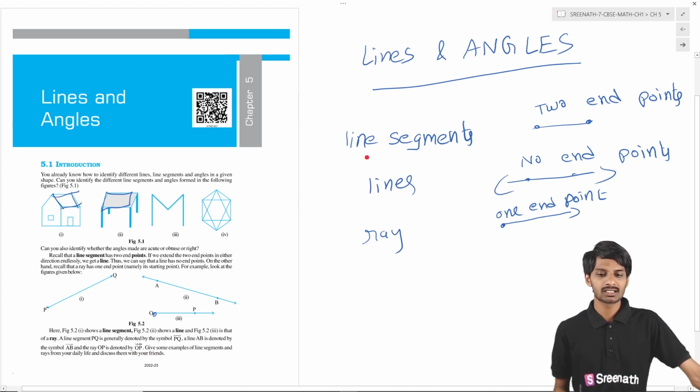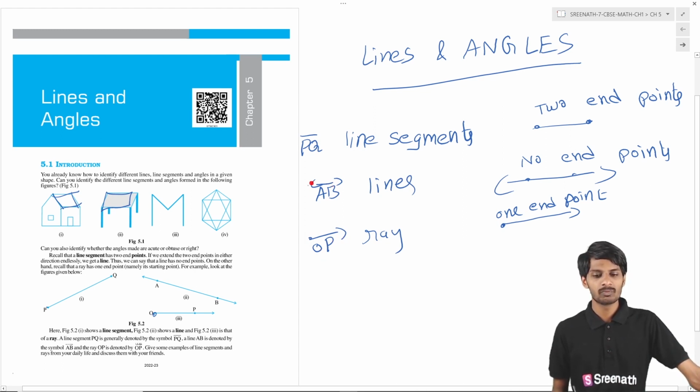Here, what is the line segment? The line segment is PQ. We will represent the line segment by a bar on top, like this. And what is the line here? AB is a line, students. We will represent line AB with two arrowheads. And how will we represent a ray here? OP is the ray, students. We will make one arrowhead on a ray, and for a line we will make two arrowheads, and just a single dash on top of PQ for a line segment. So this is the way of representing line segments, lines and rays, students.